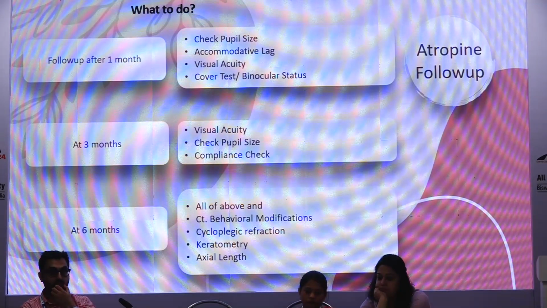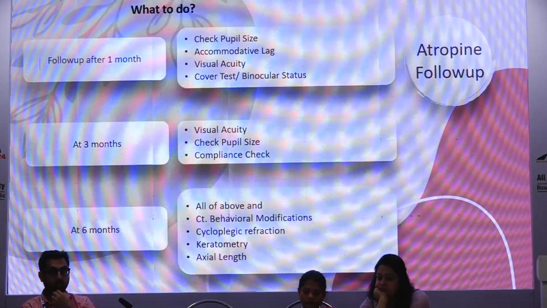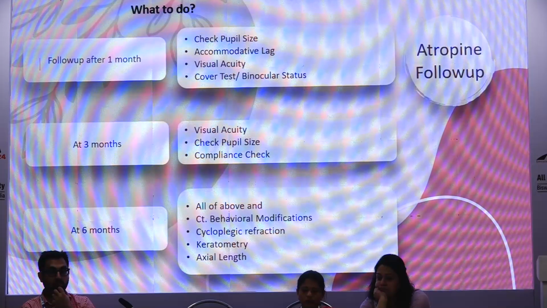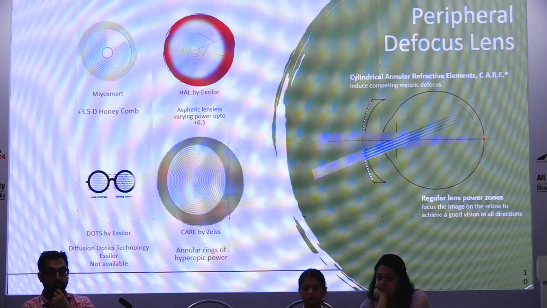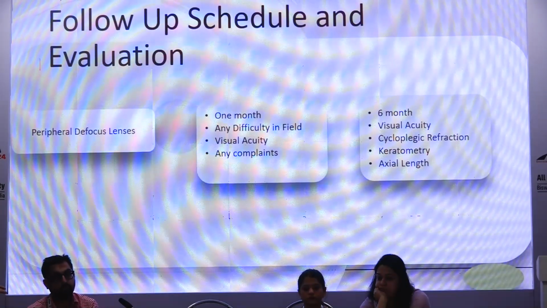And at the end of 6 months, we check whether there is any behavioral modification, reduced near work or not, outdoor activities, and repeat cycloplegic refraction, axial length, baseline keratometry. This is another intervention. My focus is more on the follow-up schedule and evaluation.